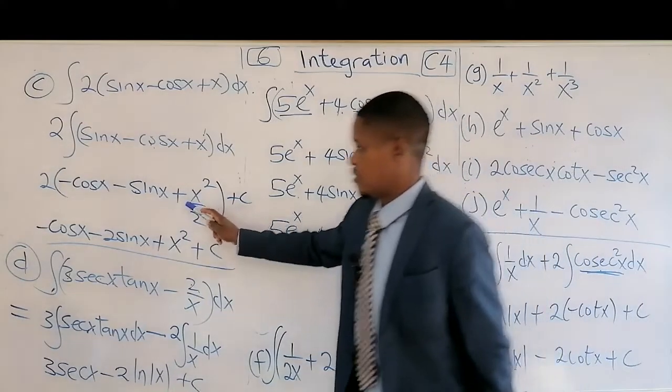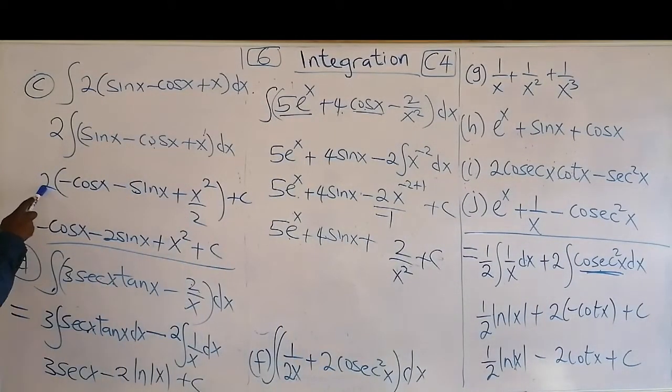For the c part, don't forget the 2 here. For the c part, the 2 here is going to affect it. It's going to go in. So we're going to have 2 here. So I skip that. So that's that.